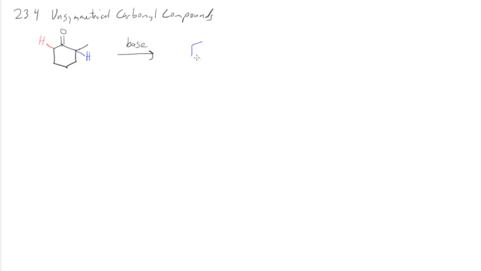So first I'll draw what we would get if we remove the tertiary hydrogen. Okay, so removal of the tertiary hydrogen leads us to this enolate. Then let's look at what would happen if we remove the secondary hydrogen. Now if I remove the secondary hydrogen, and I've color-coded them so we can keep track of it a little easier, we get this enolate. That's removal of the secondary hydrogen.